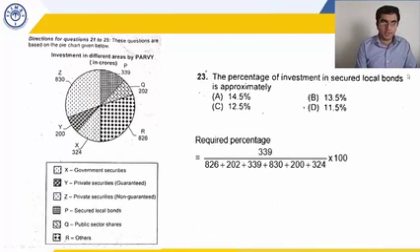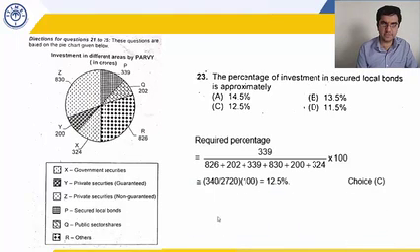Okay. So secured local bonds is P. P is 339. 339 out of the total, you already had 2720. So 339 divided by 2720 into 100. You do the calculation and you get it as 12.5%. Approximately 12.5%.